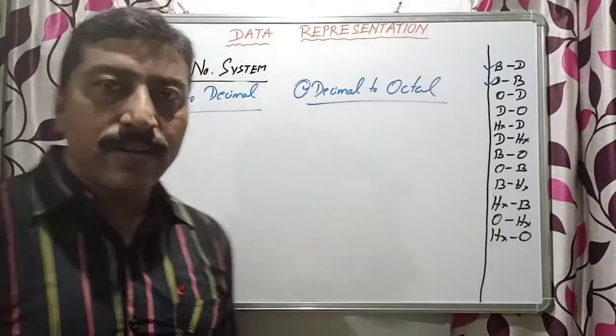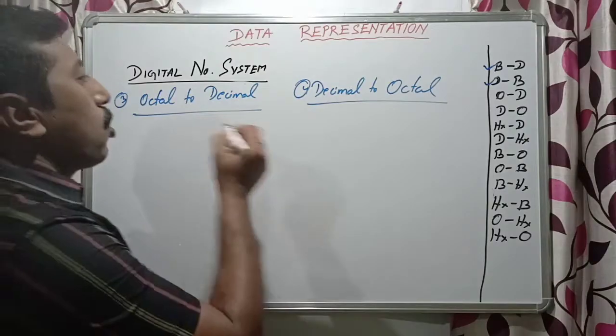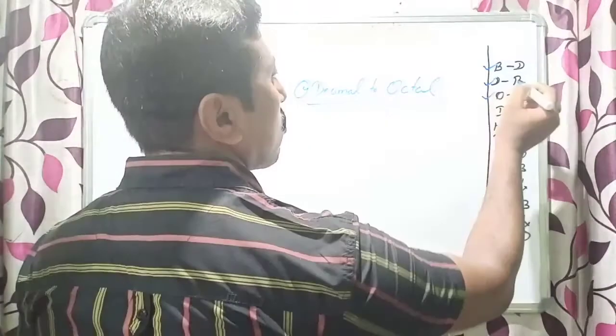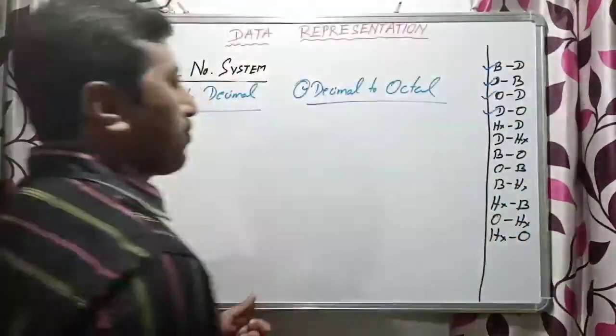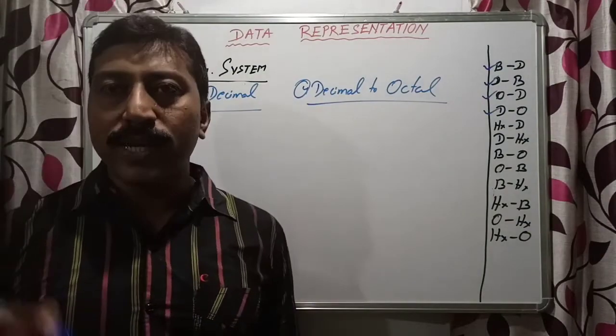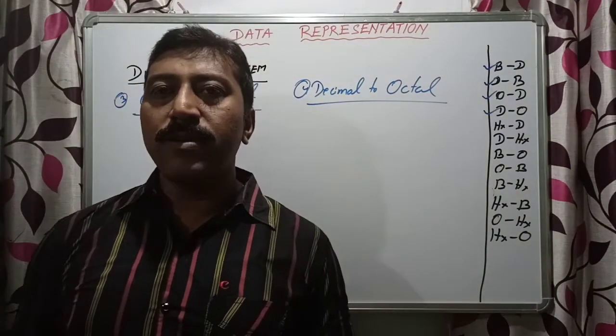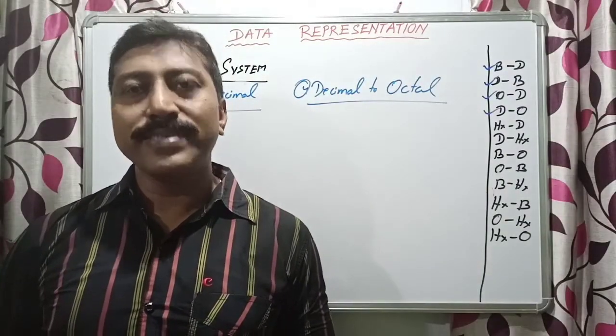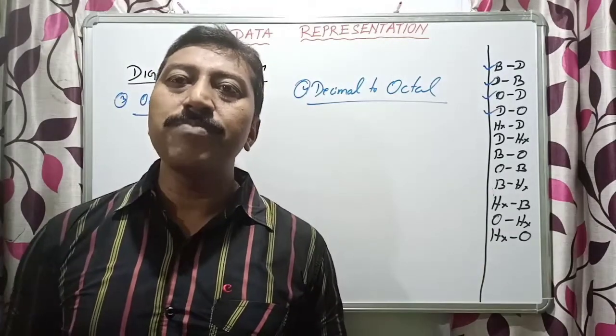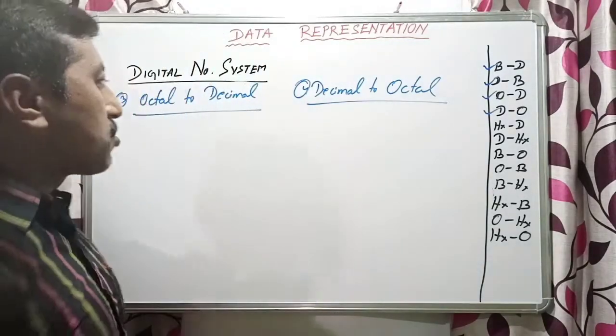So next we'll discuss the next conversion, octal to decimal and decimal to octal. We'll take an octal number. Already I have told you, an octal number will start from 0 to 7. So we'll start with 0 to 7 first.